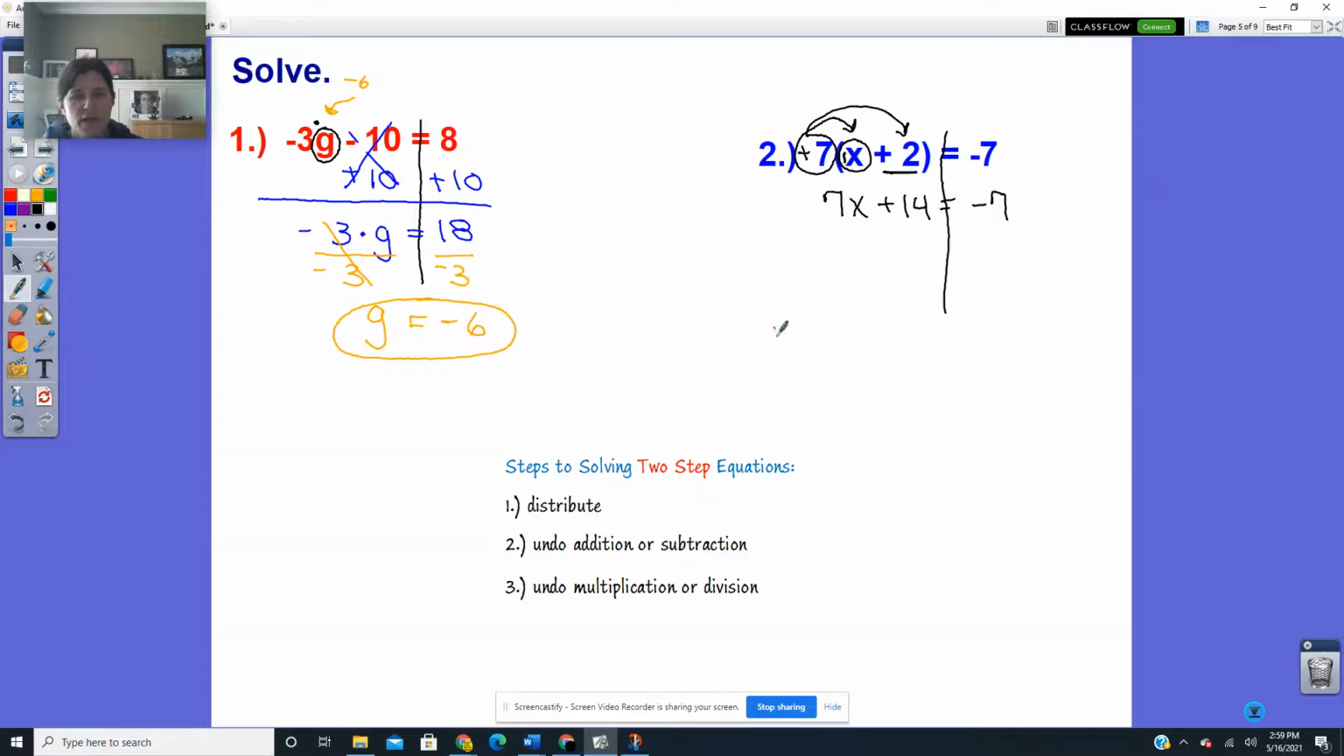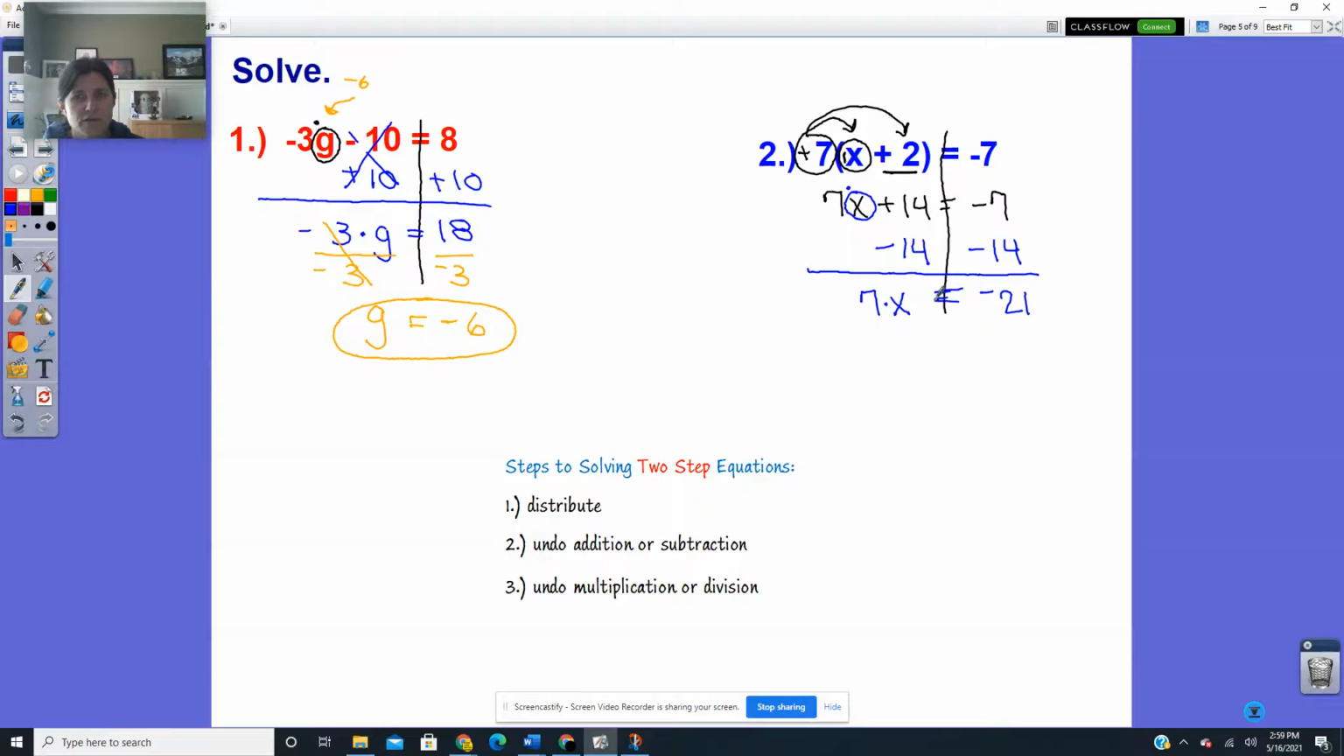And now I try and find my variable again. It's here. It's attached to two things, a plus 14 and a times 7. So my first step is to undo addition or subtraction. And the way I undo a plus 14 is by doing the opposite, minus 14. If I minus 14 on one side, I have to minus 14 on the other side. So I'm left with 7 times x equals negative 21.